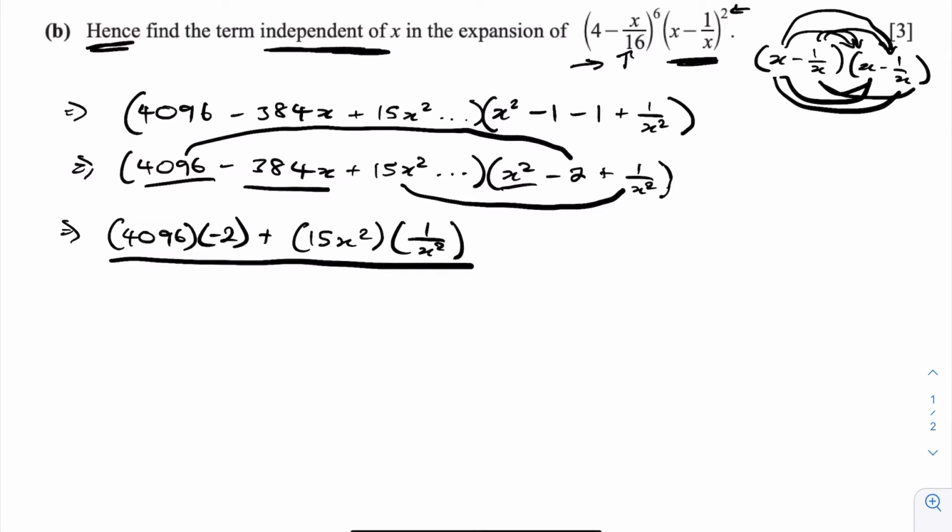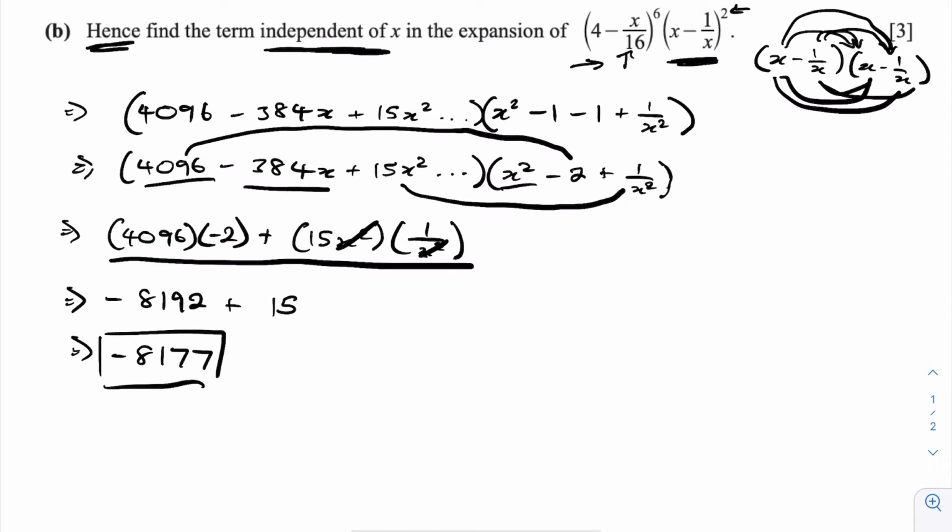Let's just simplify it now. So 4096 times negative 2, that is negative 8192. And we're adding it to 15x squared times 1 over x squared, which is just canceling these 2 out, which will give us 15. And when we evaluate this, it gives us negative 8177.